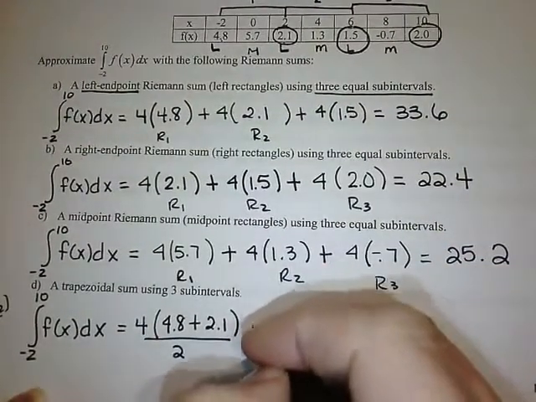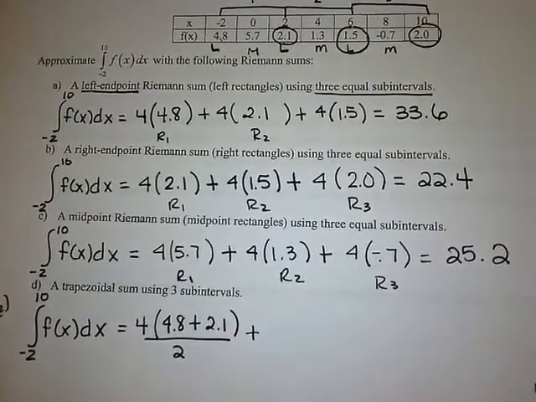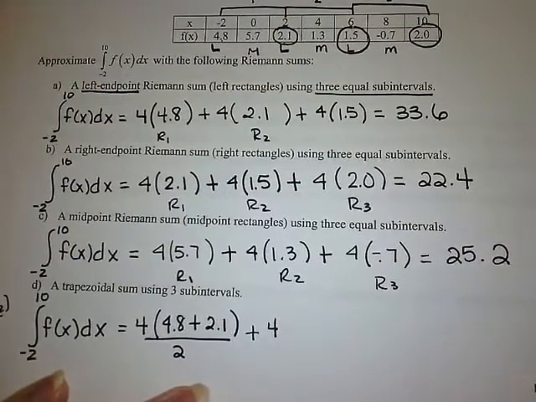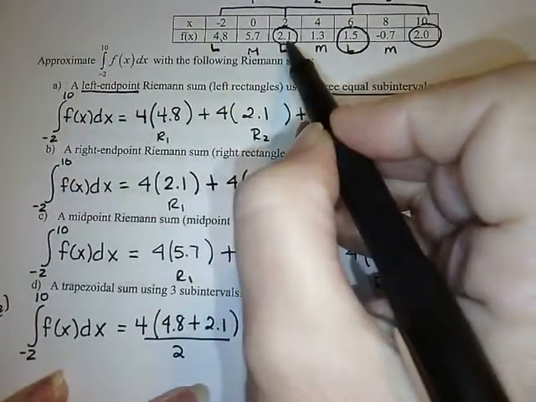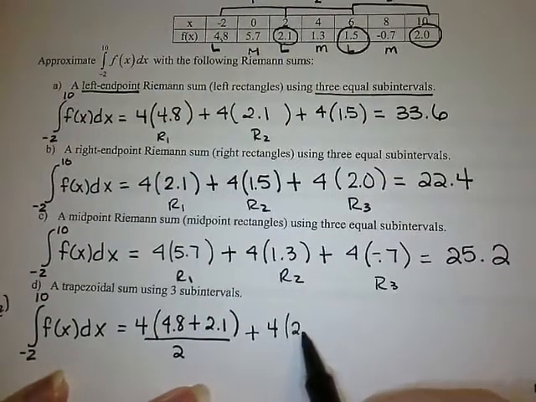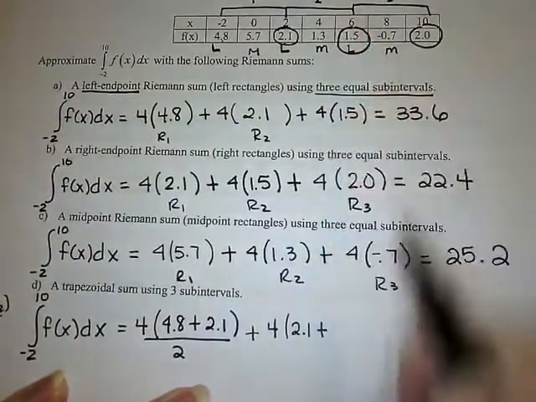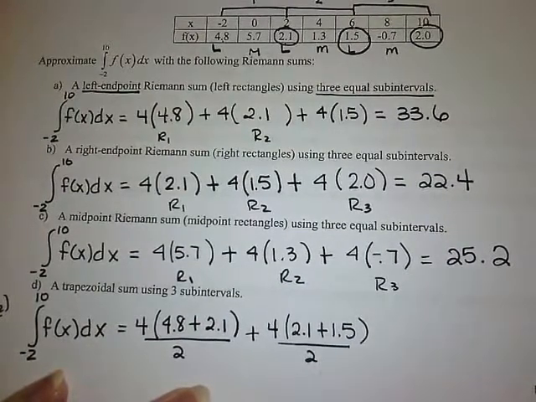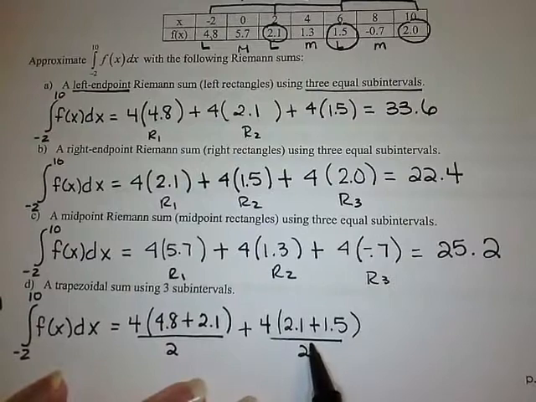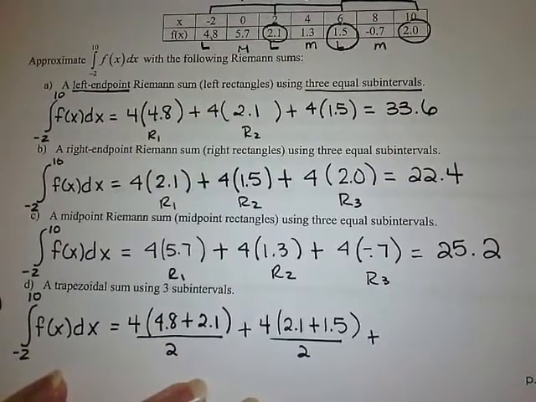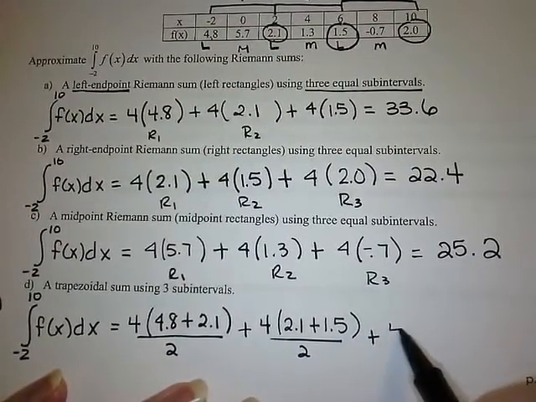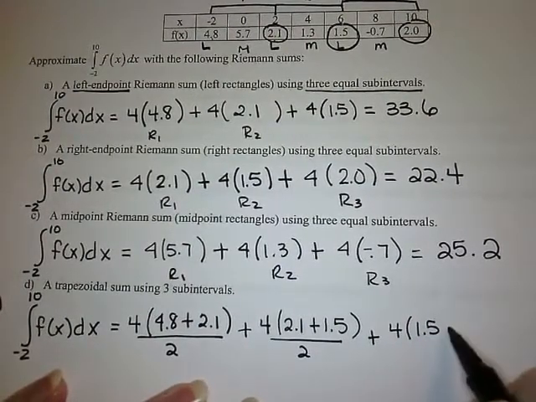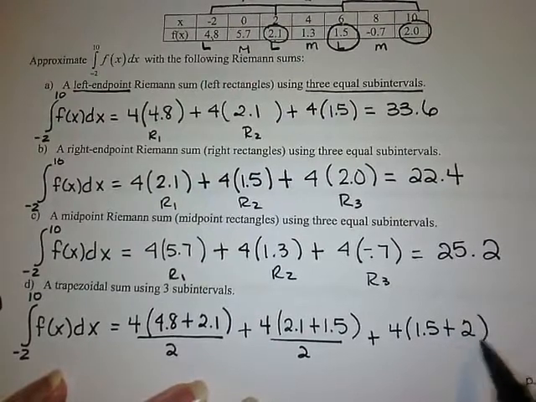Okay, so then I have to do trapezoid number 2. So trapezoid number 2 has a height of 4. It's going to connect on the left-hand side at 2.1. And then on the right-hand side at 1.5. And then I'm going to divide it by 2. So this is trapezoid number 2. Then I have trapezoid number 3. Again, base of 4. Left-hand side is 1.5. Right-hand side is 2.